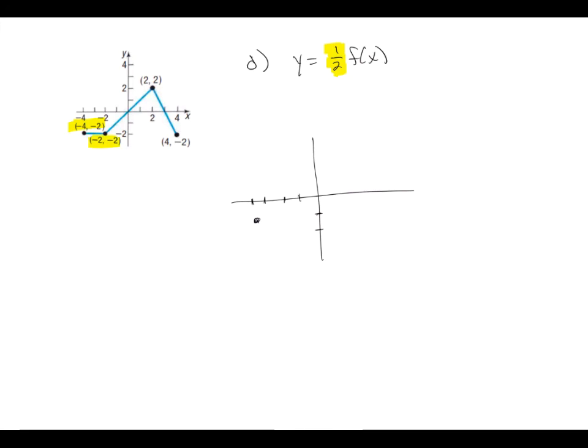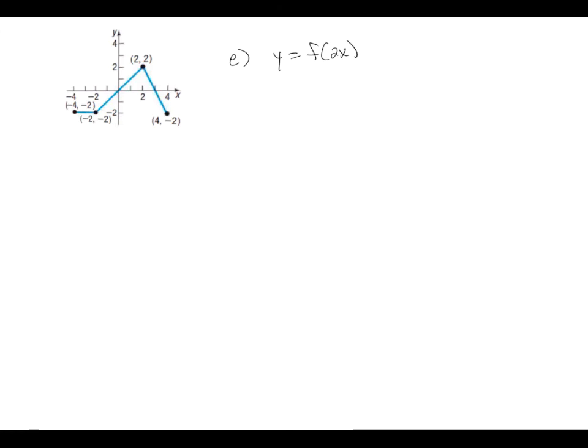Similarly, -2 comma -2, the y value is -2, multiply by 1/2. That's going to bring me up to -1. The origin, the y value is 0. 1/2 times 0 is still 0. The point of 2 comma 2, multiply the y by 1/2, and that's going to bring me to 2 comma 1. The next x-intercept of 3, 0 stays at 3, 0. And then 4, -2 moves to 4, -1. Reconnect the points, and there's the graph of 1/2 f of x.